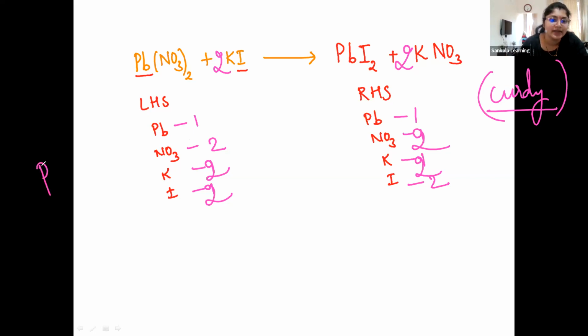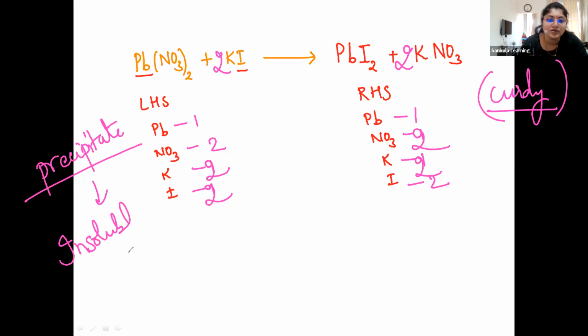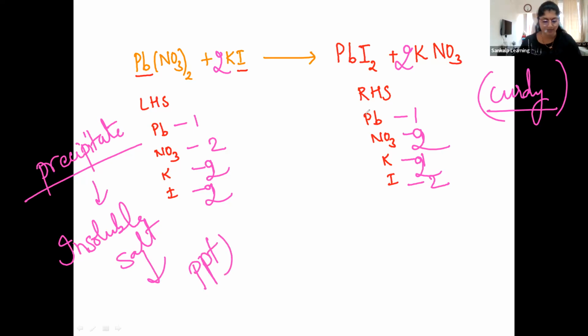So precipitate is nothing but an insoluble salt, also called PPT. So this is about the precipitate. This is another property for explaining your chemical change.